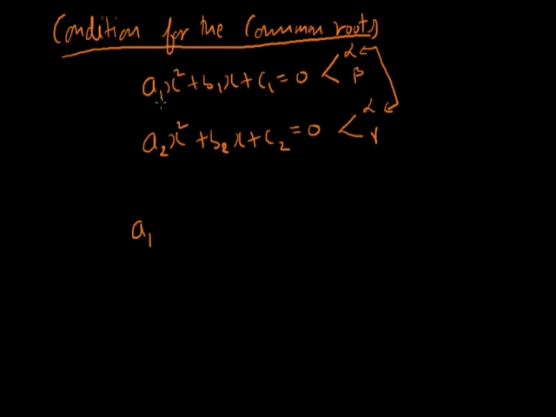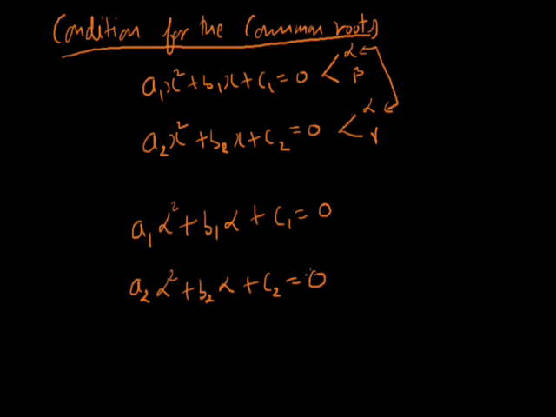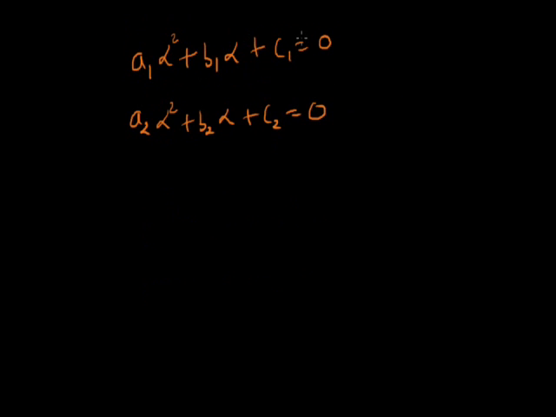it becomes a1, x की जगह हम क्या पुट करेंगे, अल्फा, सो इट बिकम्स a1 अल्फा स्क्वायर प्लस b1 अल्फा प्लस c1 इक्वल्स टू 0। नाउ सेकंड इक्वेशन, इसका भी रूट अल्फा है तो इसमें भी हम x की जगह अल्फा पुट करेंगे, तो इट बिकम्स a2 alpha square plus b2 alpha plus c2 equals to 0. Now we have to solve these two equations.